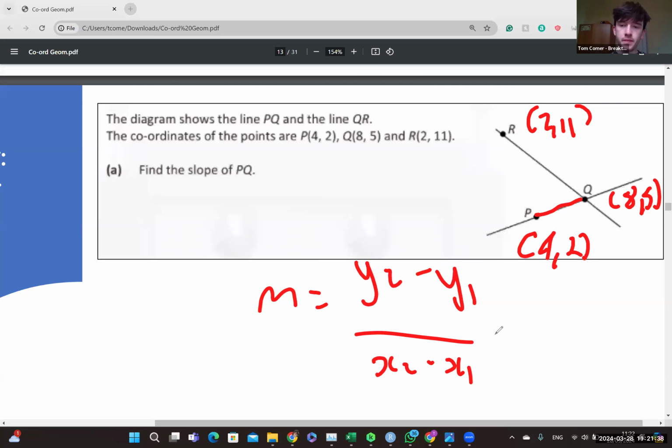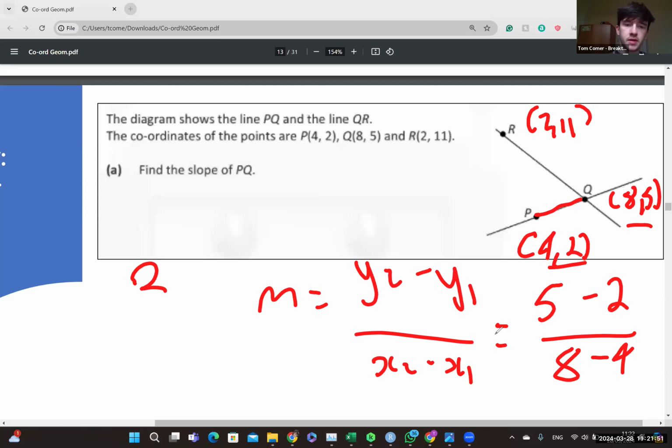And then I subbed it in, so 5 minus 2 over 8 minus 4. Just to point out, guys, they're coming from our points. And then we obviously get 3 over 4. And then I just went further and it was 0.75.